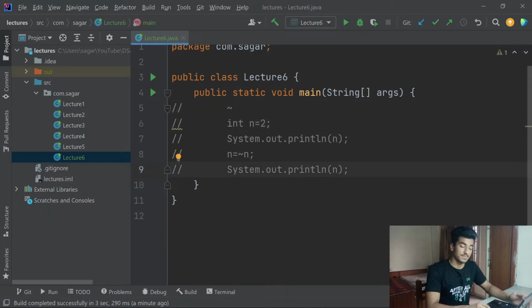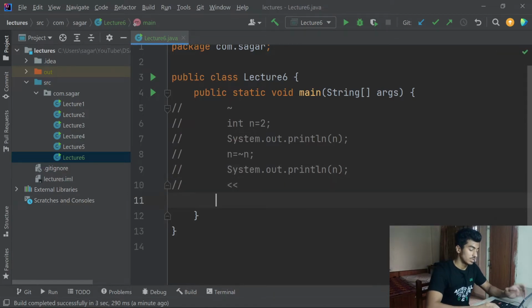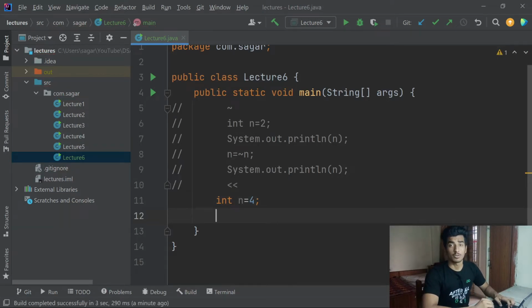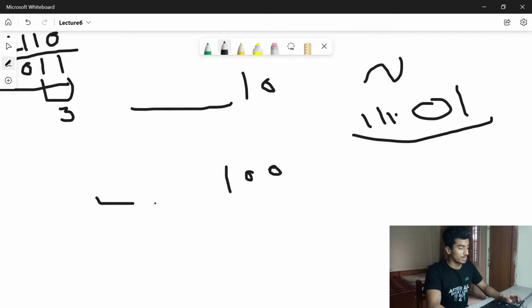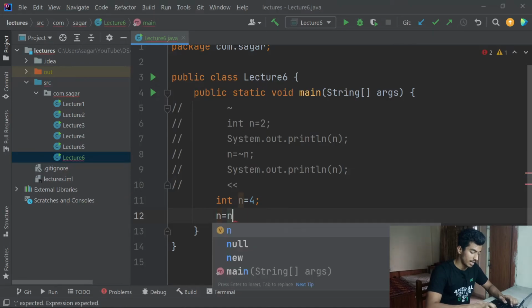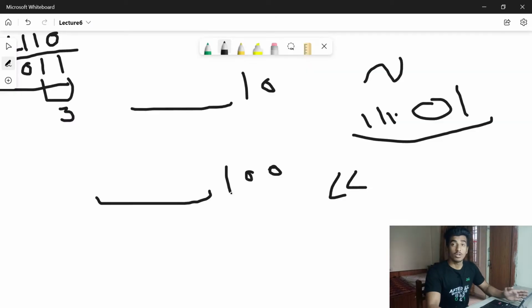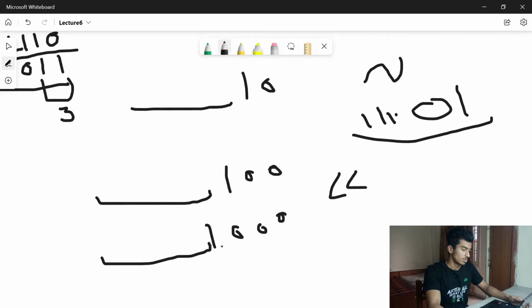And my next operator is left shift. Suppose I have a number n equals 4. First let us see that on the whiteboard. Suppose I have a number here 4. So I will write it as 1, 0, 0, and all the other bits are 0. And when I use this left shift operator 1 time, that is, here you can see n equals n left shift 1 time, all the bits in my number will shift 1 time to the left side. So that will become 1, 0, 0, 0, and the rest of all bits are 0. So this will become 8.